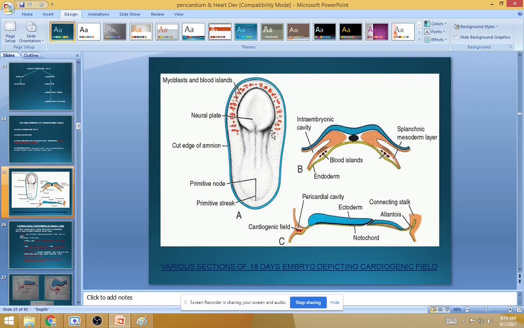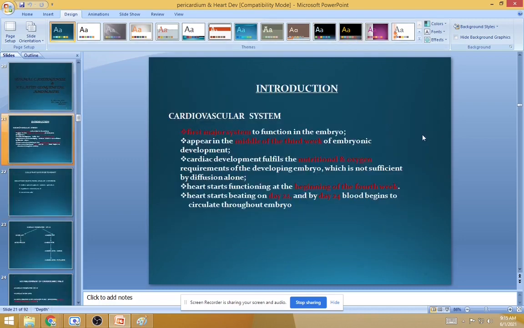But in the third week, what happens? The embryo cannot sustain itself through diffusion, because from the third week organogenesis will start. The different organs will start forming. Therefore it has to develop a system of its own, the circulatory system with the heart, so that nutrition can be distributed throughout the body. So in the middle of the third week, the development of the heart begins.